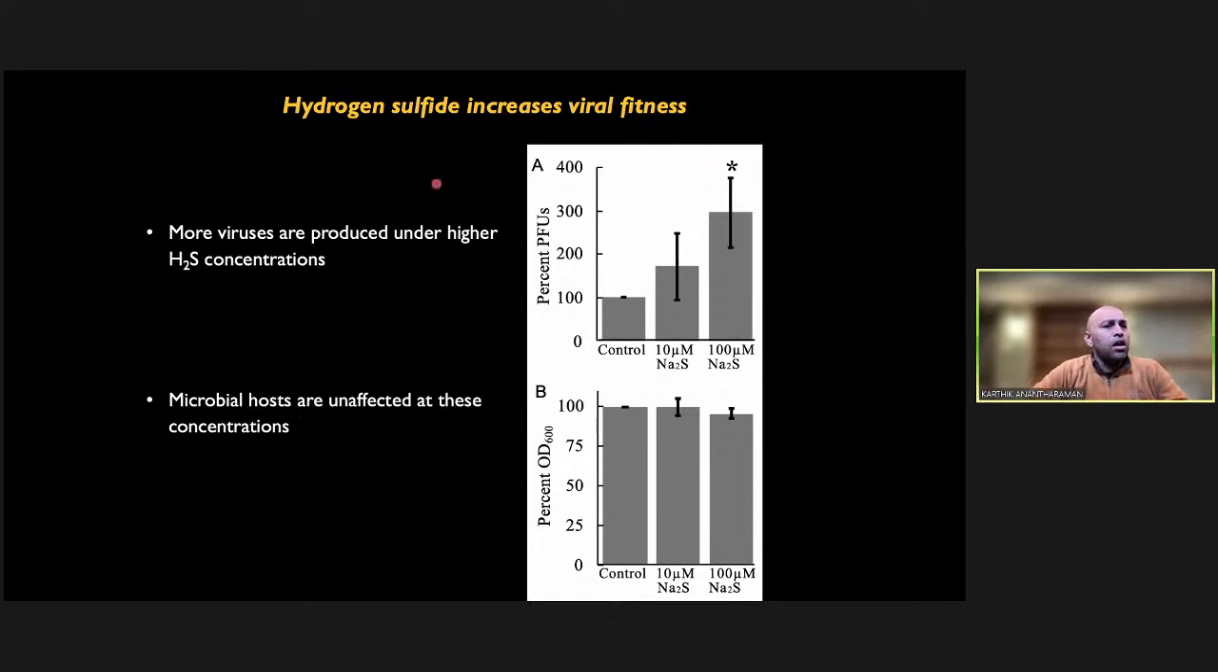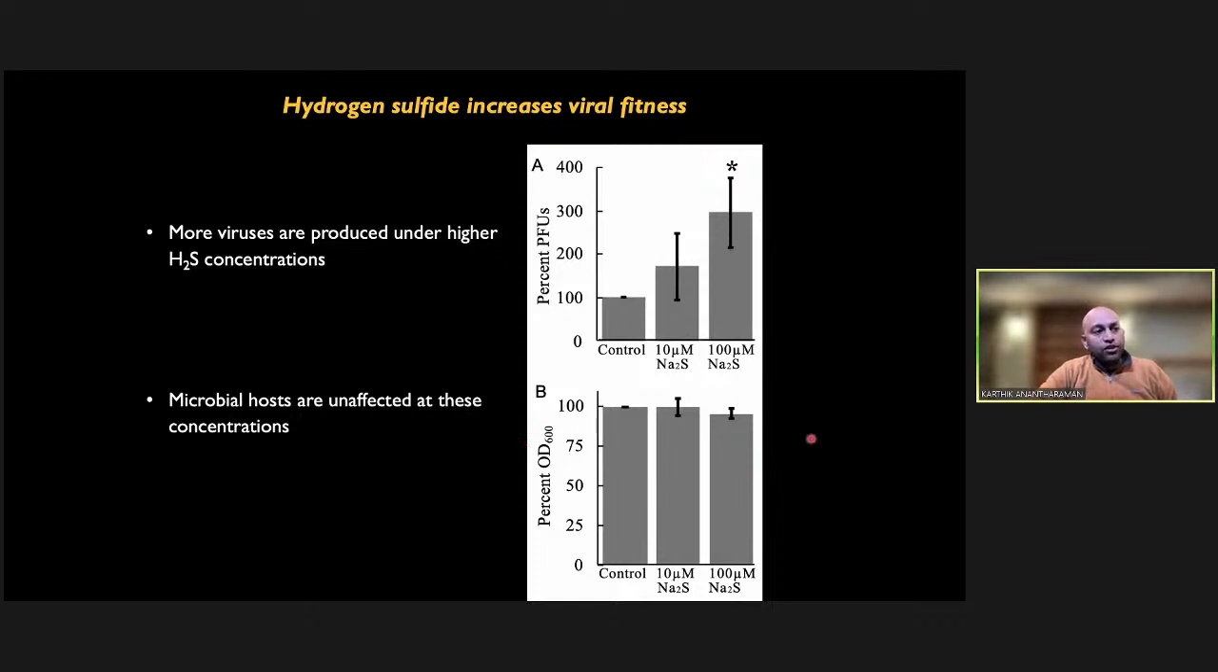How does this happen? We don't exactly understand how or why this happens, but we have some hypotheses. What we can see is that as you increase sulfide concentration, the number of viral particles produced is greater. So more viruses are produced under higher H2S concentrations. On the y-axis, you have %PFUs, a measure of viral particles, and on the x-axis, you have H2S concentrations. So here's a control, and then you're increasing H2S concentrations like this. And you see that the number of viral particles increases, pretty much linearly.